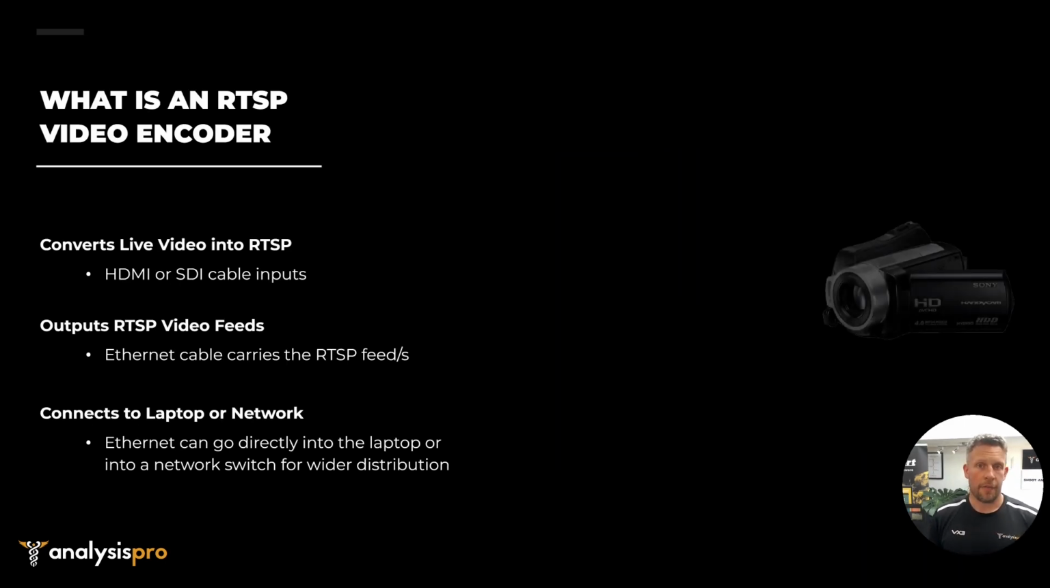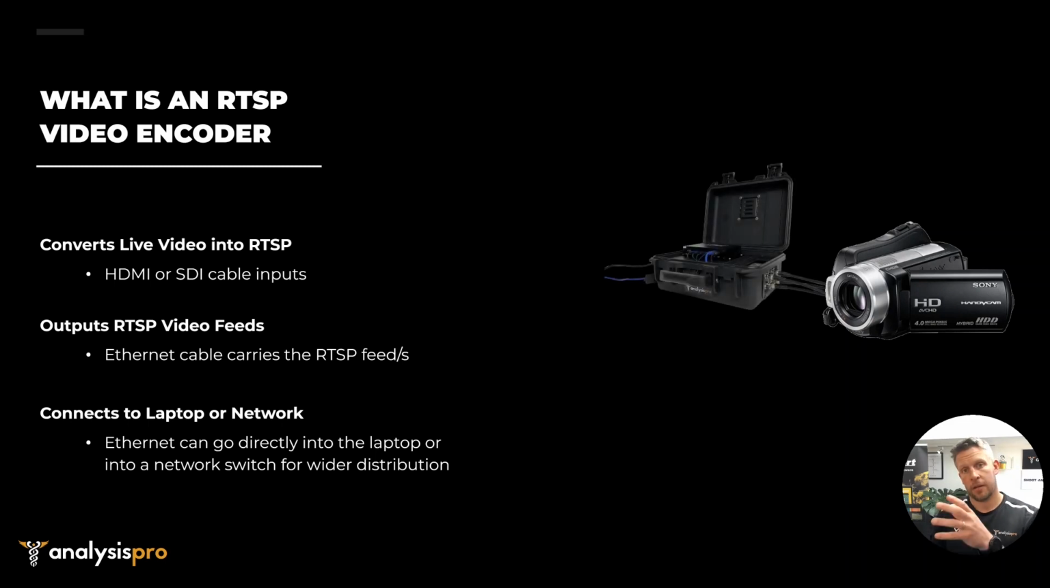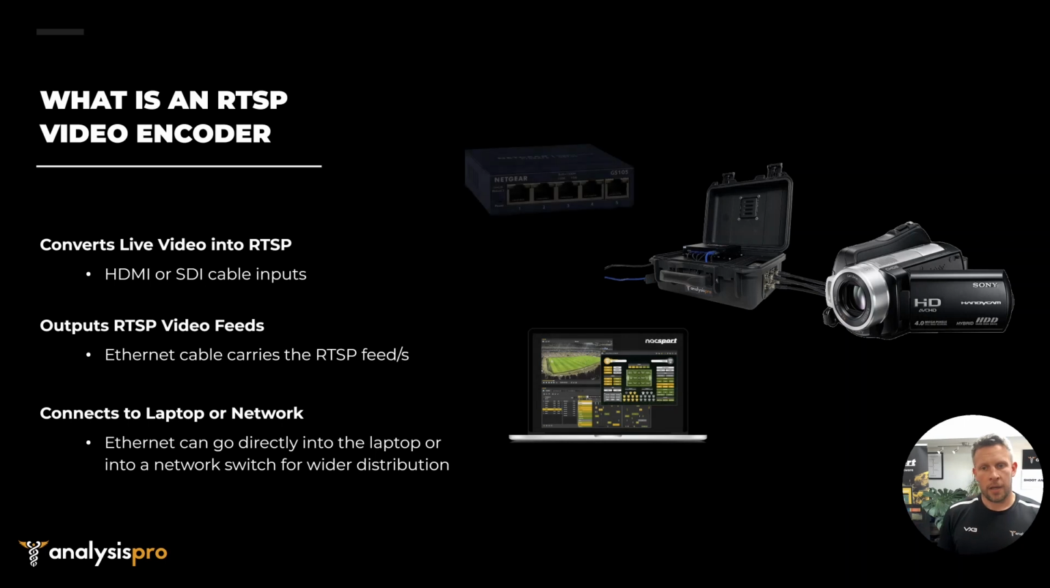So that video encoder is taking the feed from a camera, like I said, from either HDMI or SDI, running it through the encoder, and then it will have an Ethernet out, which delivers your RTSP feed, whether that's a single feed or multiple feeds that come through. That can connect directly to your laptop or to a network switch, so you can then share it out to multiple devices.